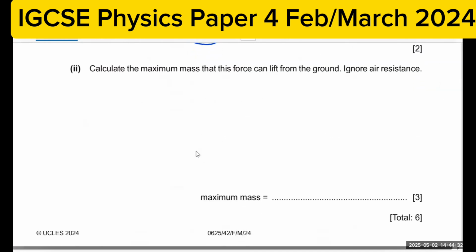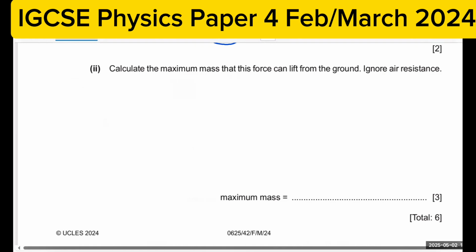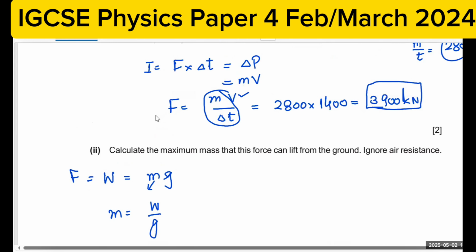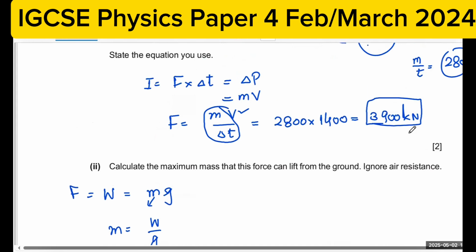Calculate the maximum mass that the force can lift from ground. Ignore the resistance. Force W is equal to mg. We know that the weight which is applied by the rocket is equal to the force, that is equal to mg. So we need to calculate the maximum mass. So mass will be equal to weight or force over g. What is the force? That is given, we found it, 39 kilo Newton.